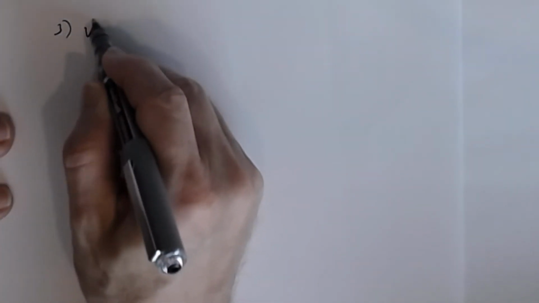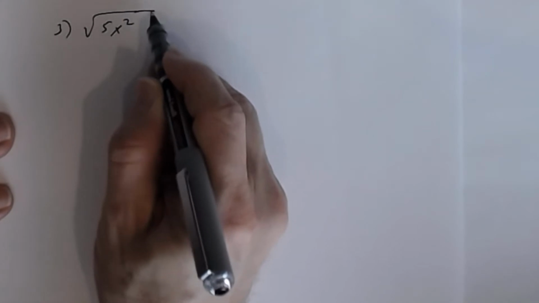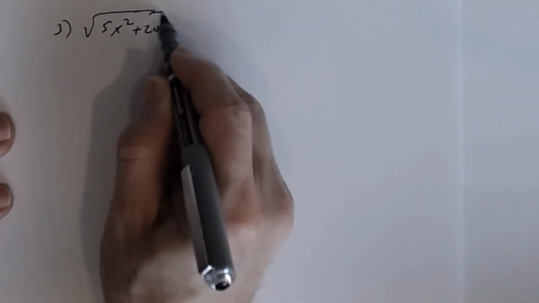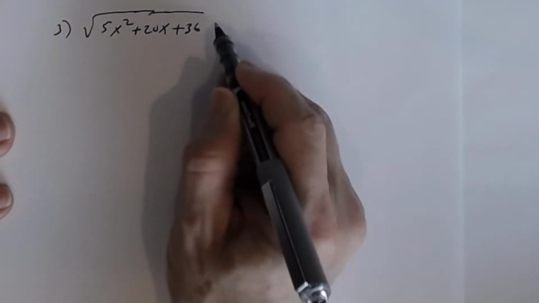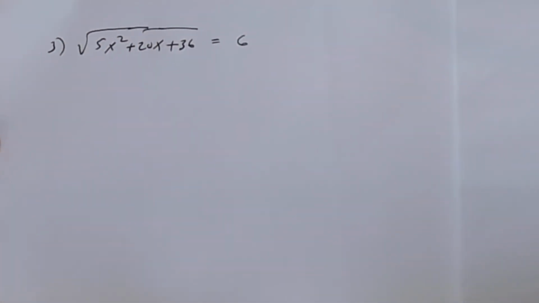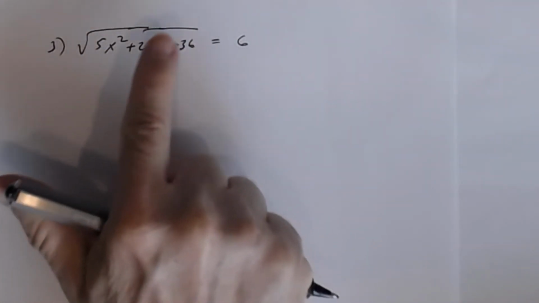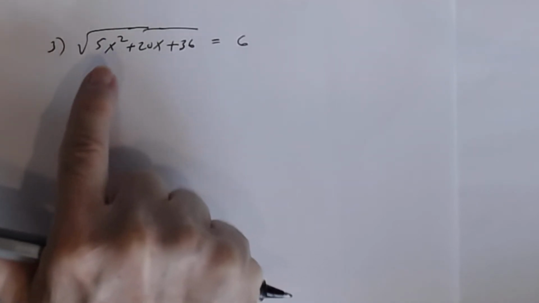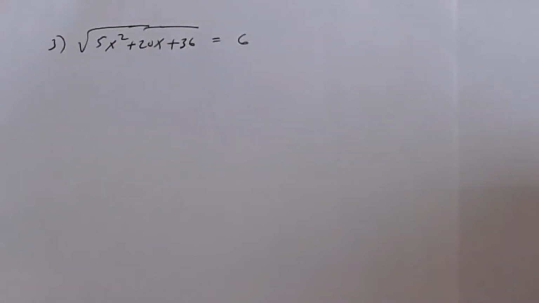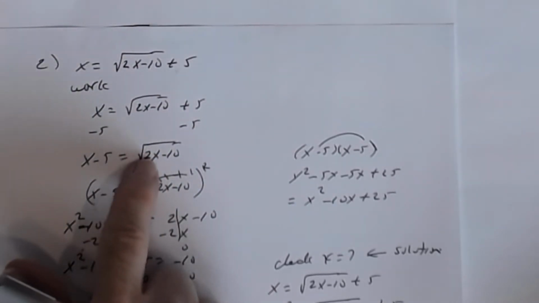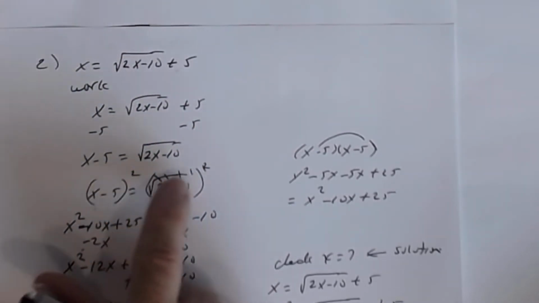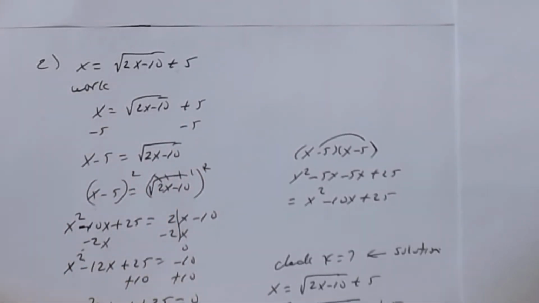So here's number 3. You have the square root of 5x squared plus 20x plus 36, that's all the radicand, and that equals 6. Now remember, before you raise both sides to a power, the radical has to be by itself, and notice that it already is. So number 2, if you recall, was not, so I had to do some work to get it by itself. Once I got the radical by itself, then I raised both sides to the index power.